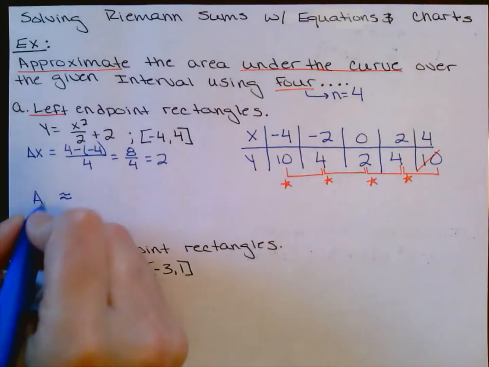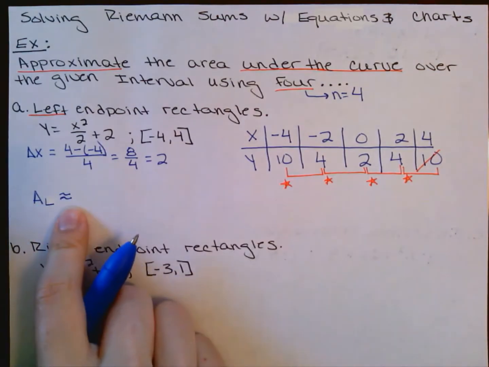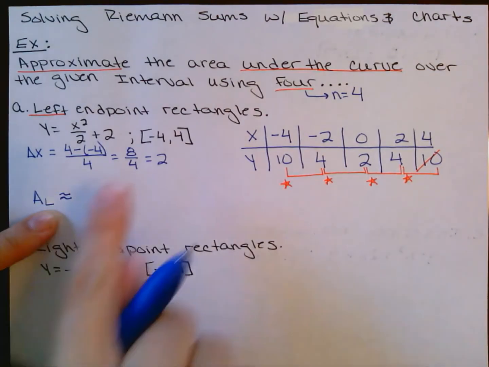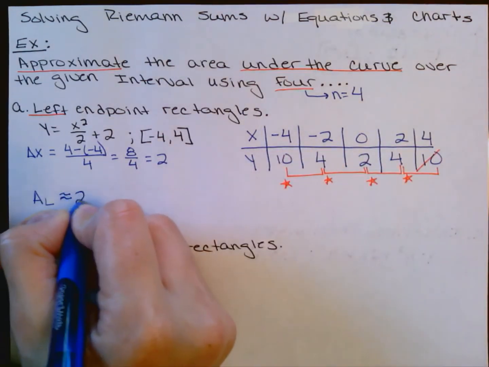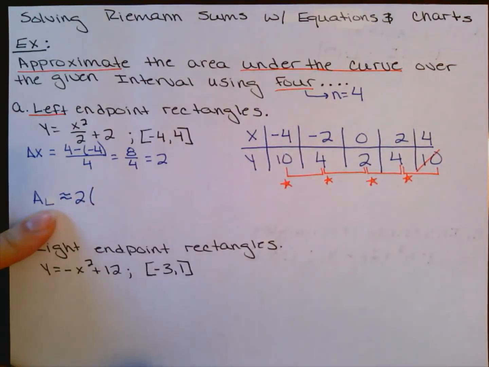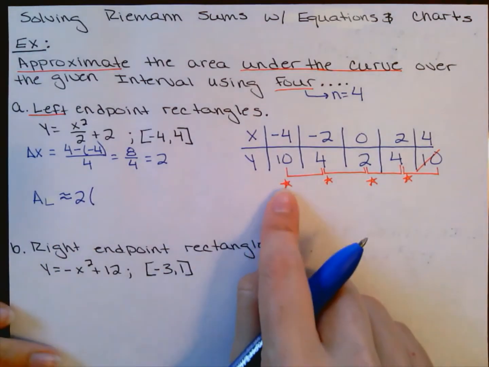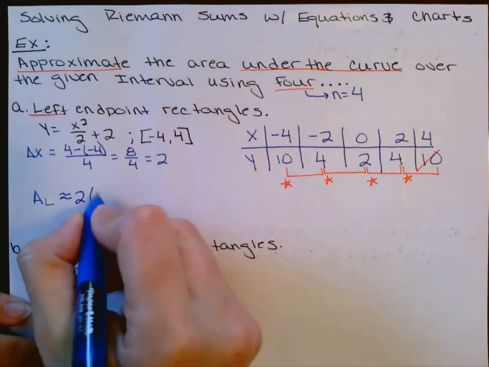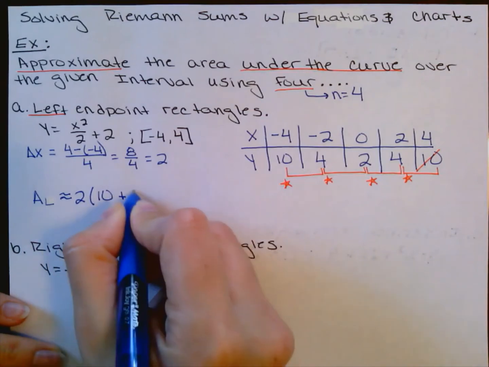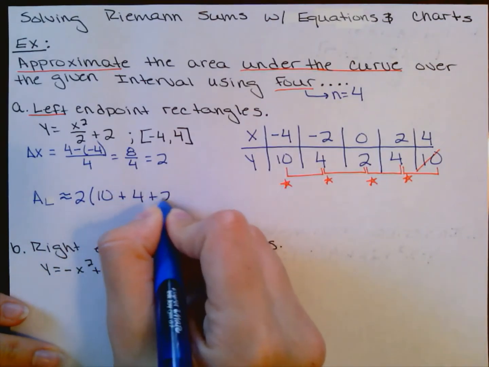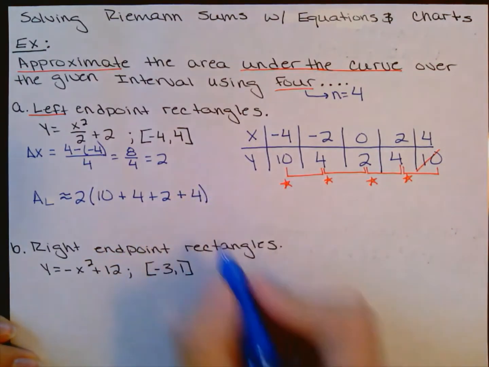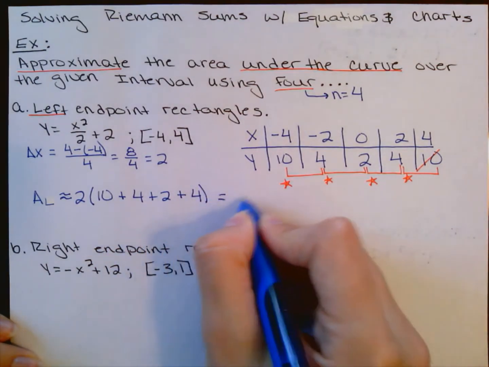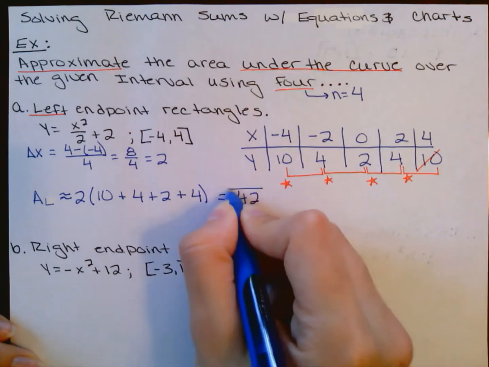We're doing left. I apologize. Okay? That means, remember how in the last questions, since delta x is the same every time, I can factor it out and leave it out front. I do not have to write it every single time. And now I'm just going to have all of my left heights, which is 10 plus 4 plus 2 plus 4. Okay? Once I clean that out, I get 42 and I am done.